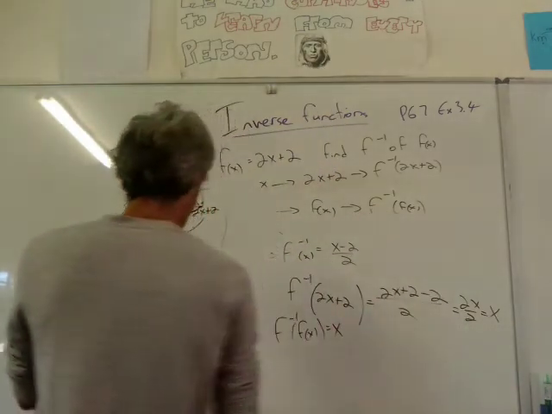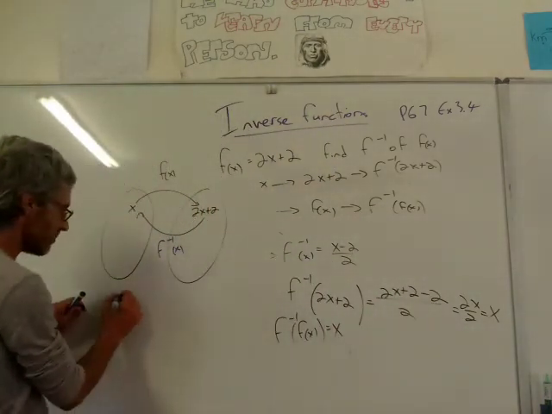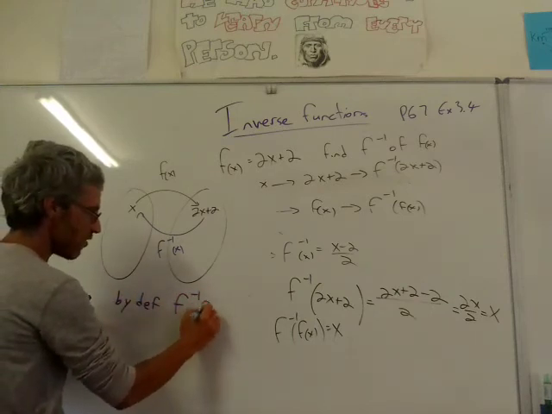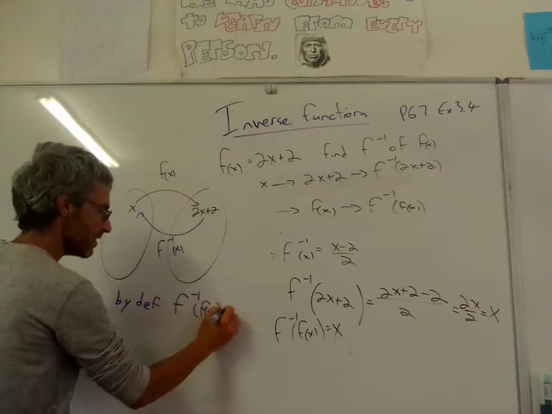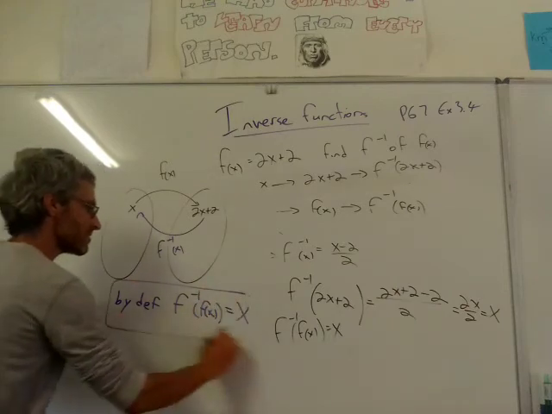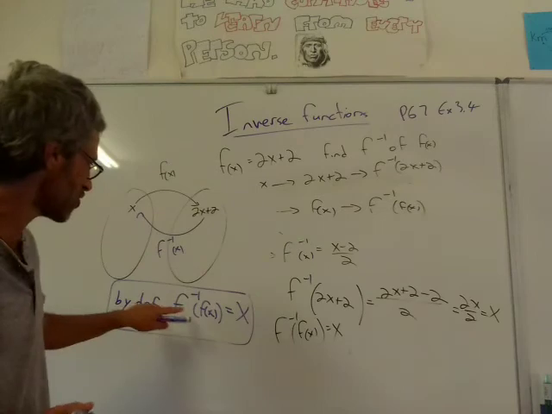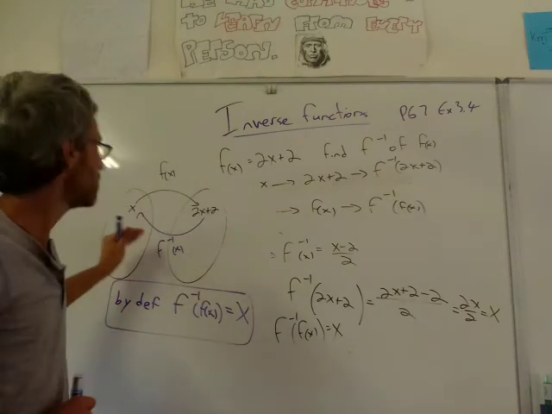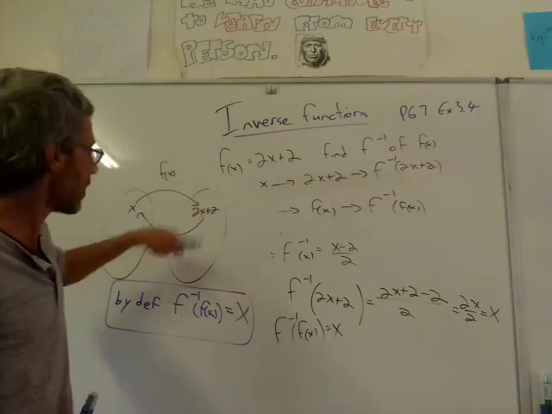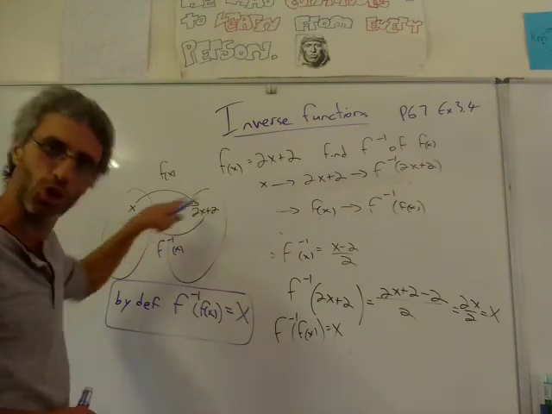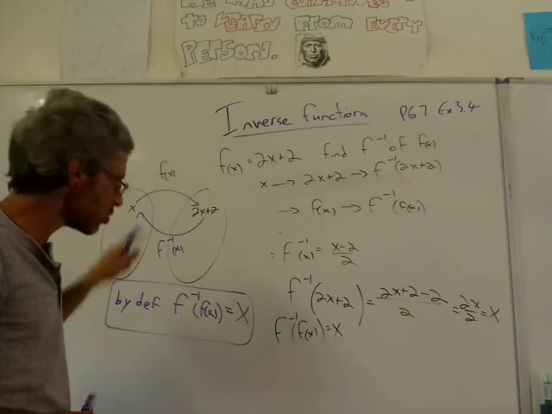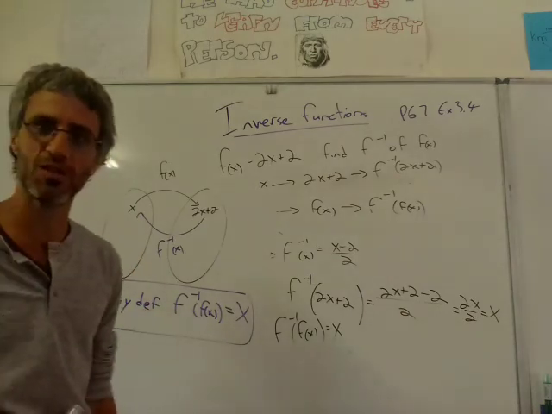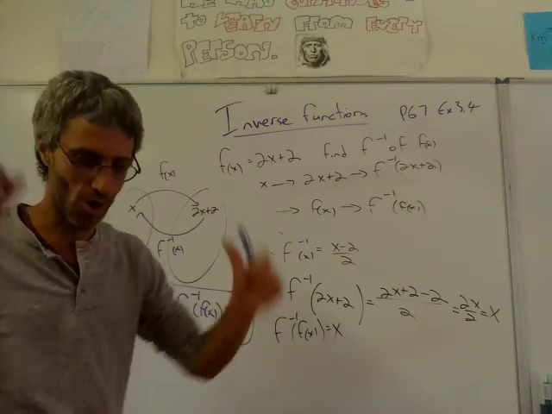By definition, f minus 1 of f of x is always going to be x. That's exactly the definition of the inverse function. It tells you, take any x, apply f of x. Now apply the inverse function on that y value. You will go back to where you started from. So that's really the definition of the inverse function. Okay, I'll stop here.